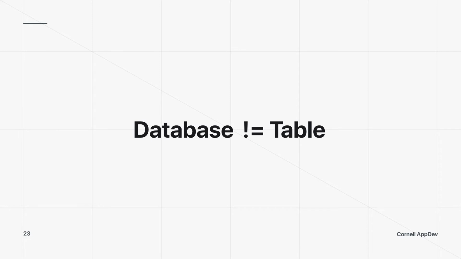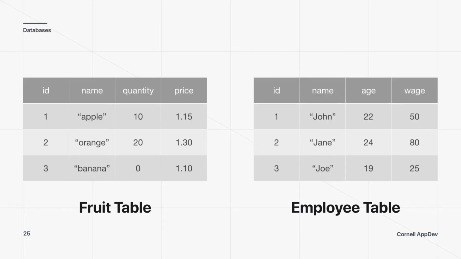A very important distinction to make is that a database is not a table. A database could have a table, which could cause the confusion that a database is a table, but it's more likely that a database contains multiple tables. Let's see how that makes sense. In this slide, the example is a little contrived. You have a fruit table and an employee table, but what does that even mean? So I'll give you an example that might clear up your confusion.